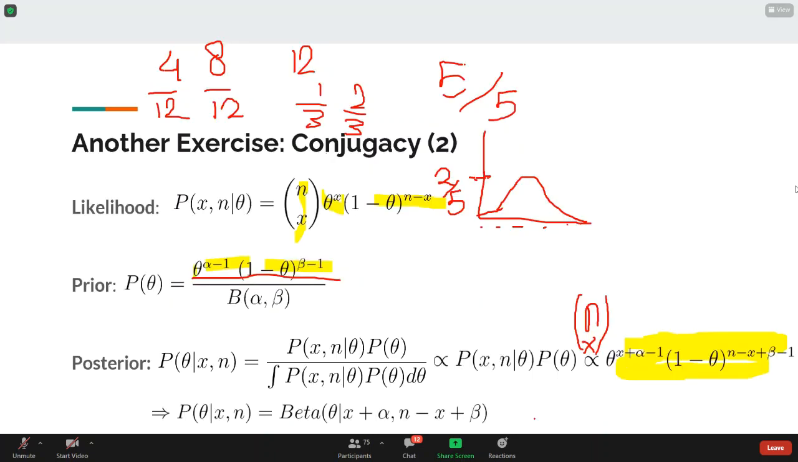Okay, yeah, we don't compute the marginal likelihood for this one. No, but you can do it maybe yourself. Are you talking to me or to the students? Yeah, to the students. Yeah, okay.